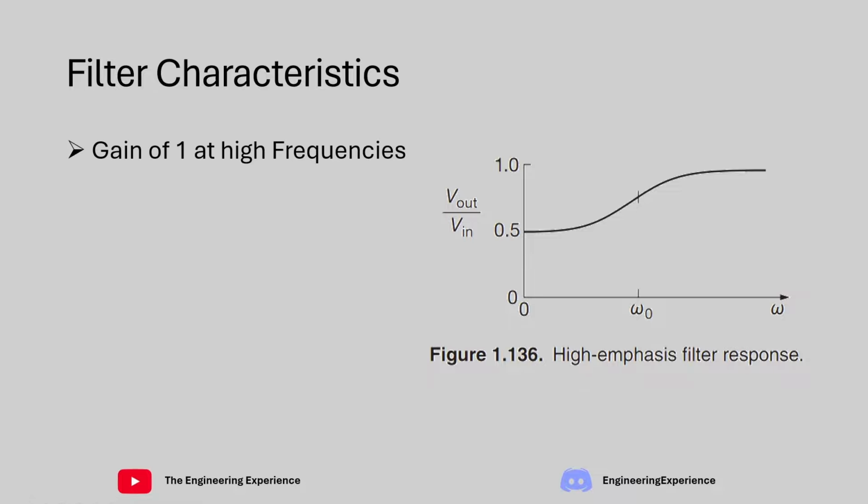So to summarize the filter characteristics that we're looking at, we've got a gain of 1 at high frequencies, so that is basically a high pass filter. We have a gain of 0.5 at DC, so that is basically a potential divider.